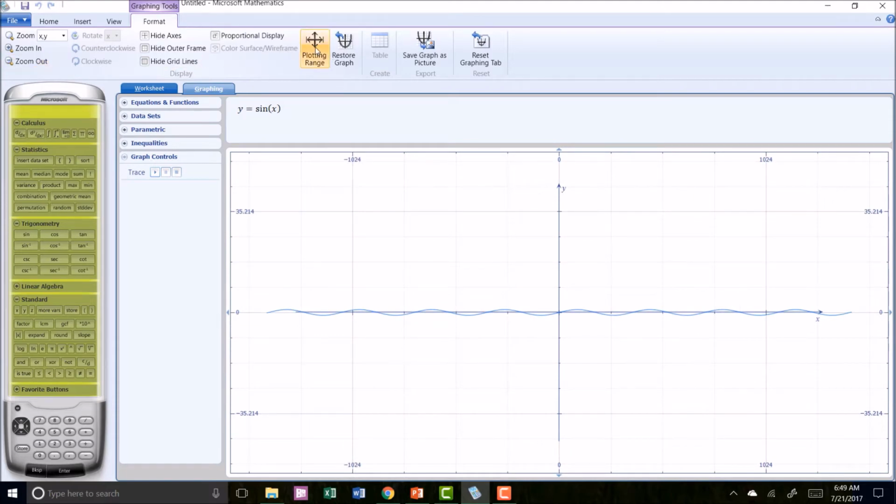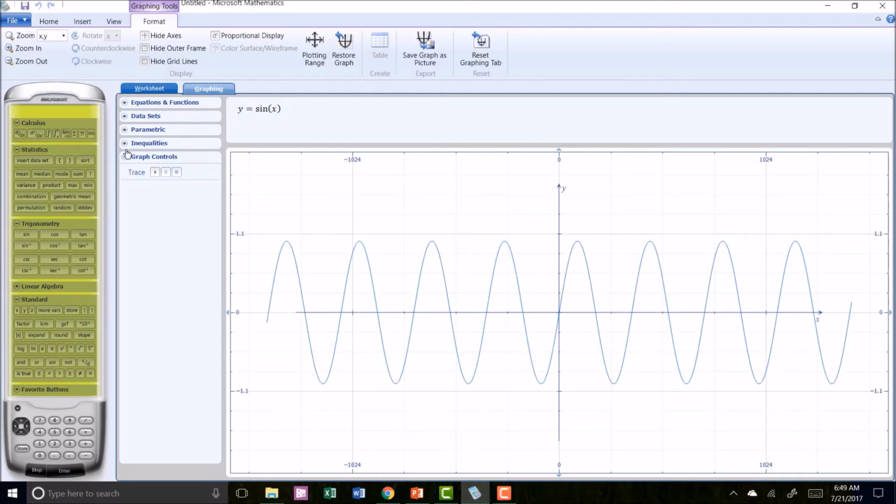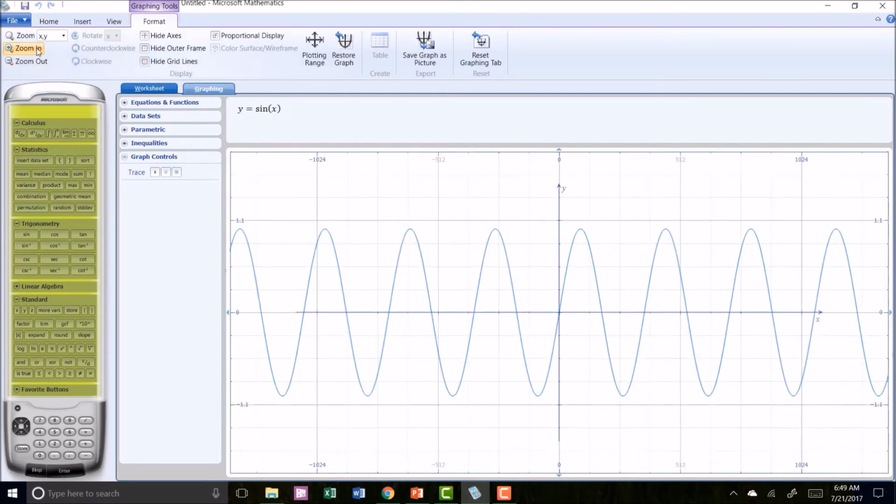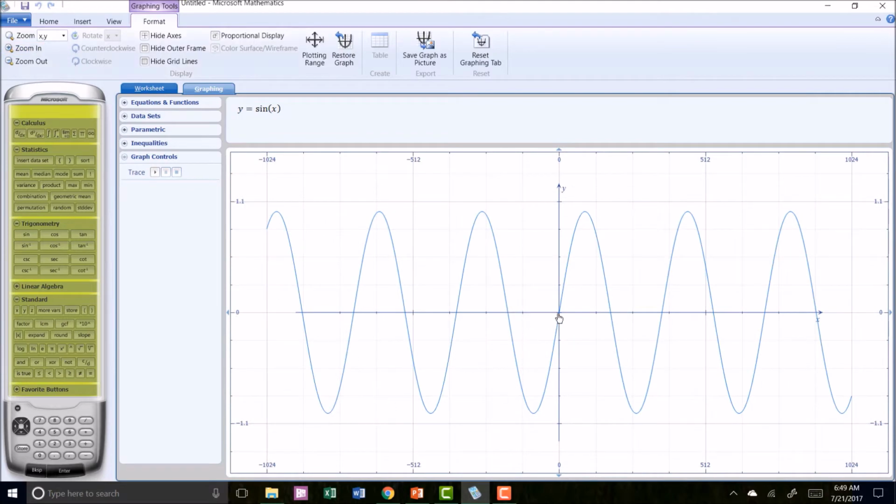We need to change our range because we're seeing a lot more than we want to see. There we go. There is our normal sine function. Starts at 0, goes to 1 at 90 degrees, back to 0 at 180, at 270 it's at -1, and then at 360 it goes back to 0 and just repeats. So your sine is the opposite over the hypotenuse.